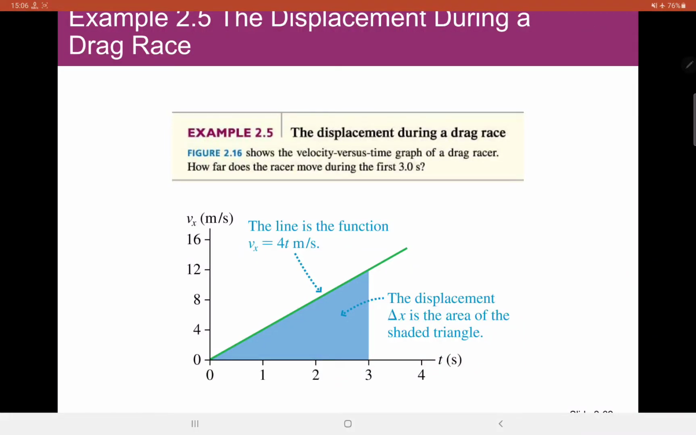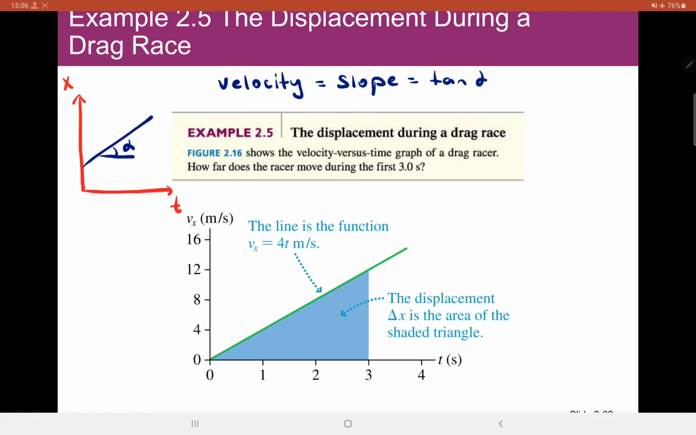Let's continue our lesson. In the previous lesson we said that if we have a position time graph, then slope will give us velocity. Velocity equals slope. Slope means tangent alpha. So these are some methods to solve problems quickly. The second method related to this kind of graph is the area method.